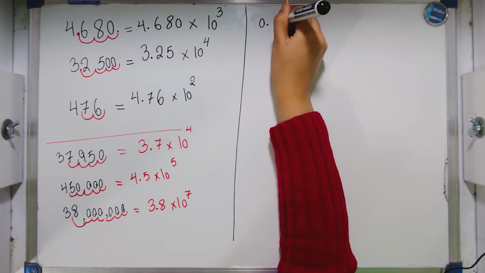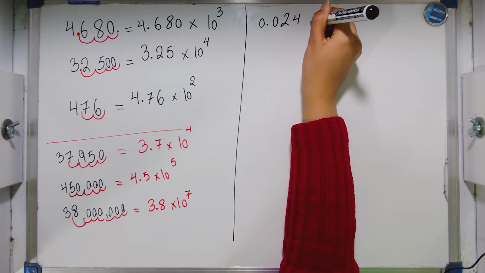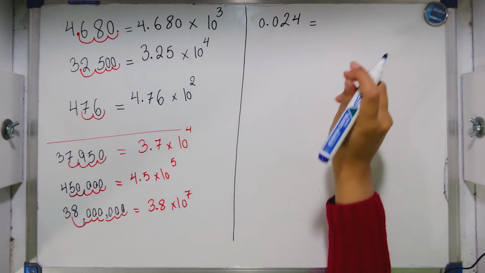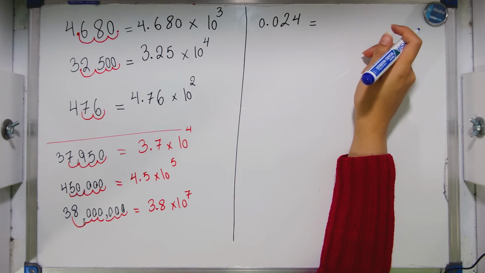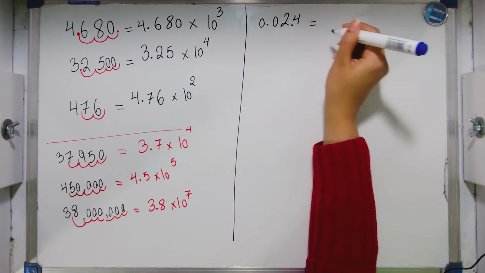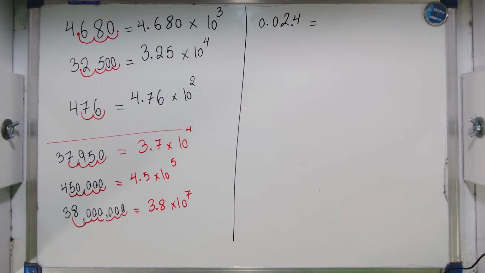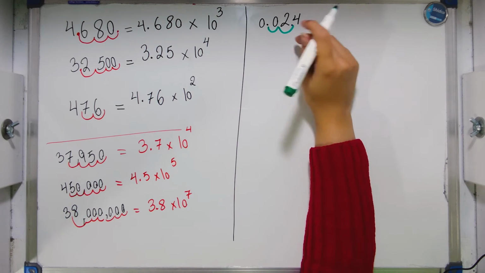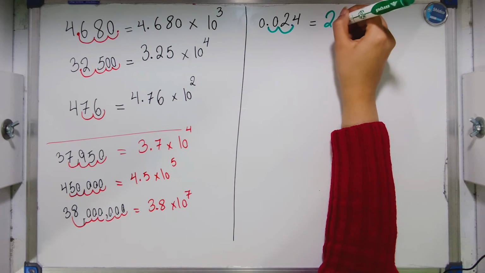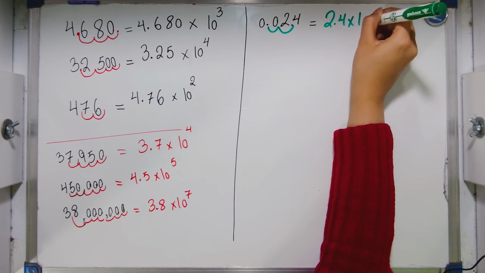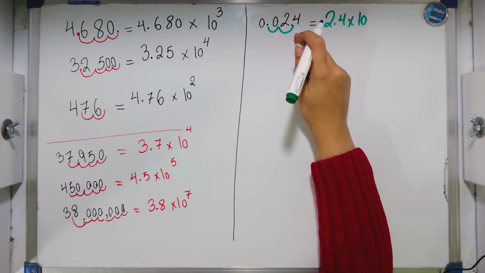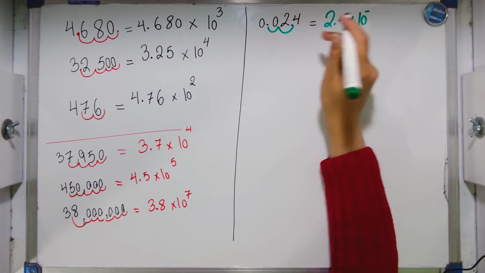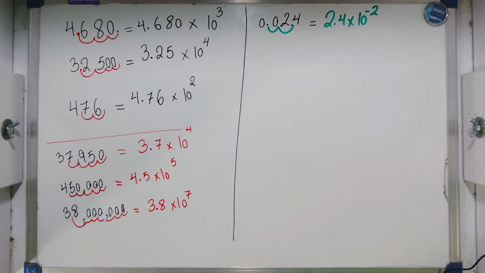Here I have 0, 0, 2, 4. And because I want to make a scientific notation, I have to put the decimal point between the first two non-zero numbers. I mean here. So I have to move the decimal by 1, 2 to put the decimal here. So now it is 2.4 times 10 to the power. Because it's a really small number, the power should be negative. How much? 1, 2 digits. So here will be negative 2.